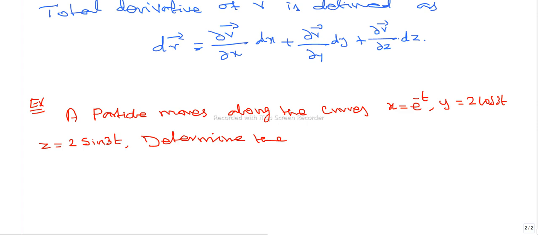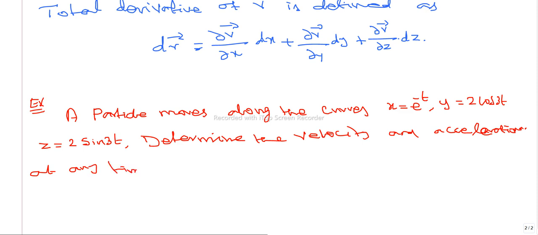So velocity is nothing but the first derivative, acceleration is the second derivative. Okay, so determine the velocity and acceleration at any time t and their magnitudes at t equal to 0.